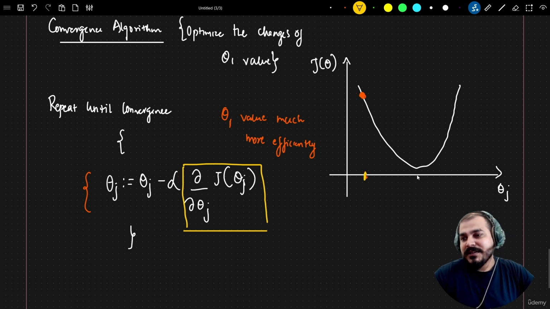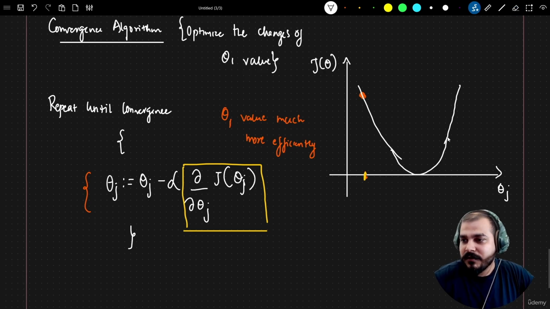Now, our main aim is that we need to come to this specific point. Why do we really need to come to this specific point? Let me draw it much better. So let's draw this curve like this.